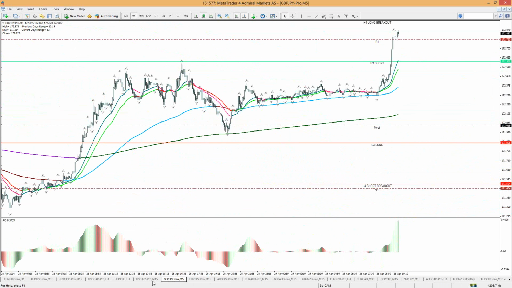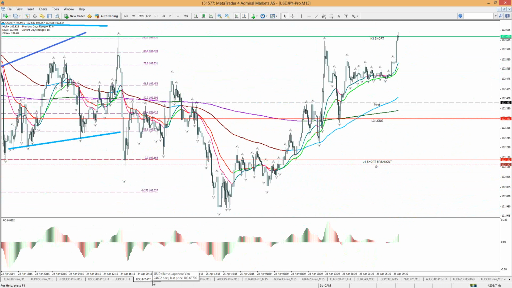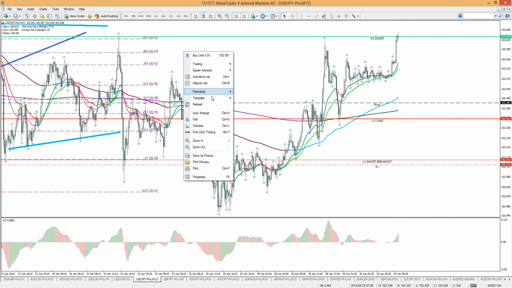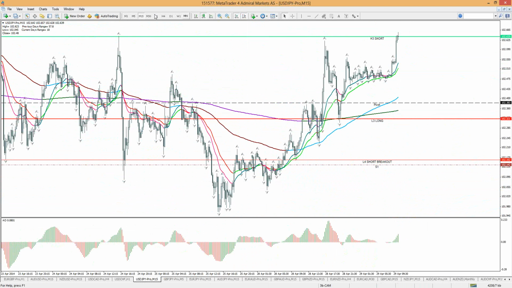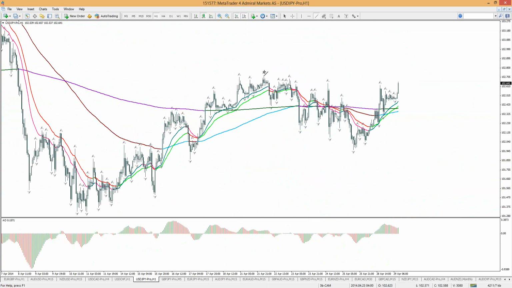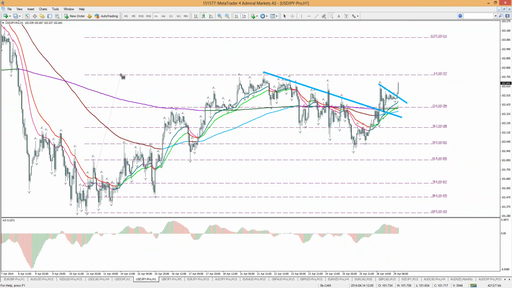What else? Dollar yen moving again to the upside today. Yesterday already was moving up. Broke this trend line. Now broke this trend line here. Making some bullish upside. So what could be the target? We could put a fib on this upside. A rebound of the 50 fib. And the target could be 103.10.